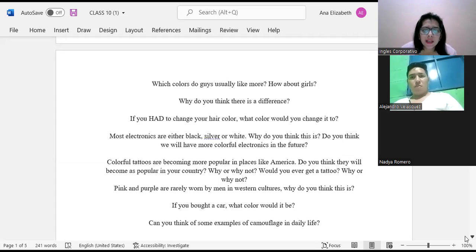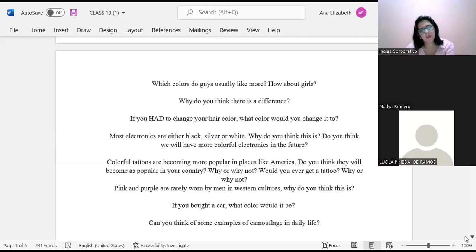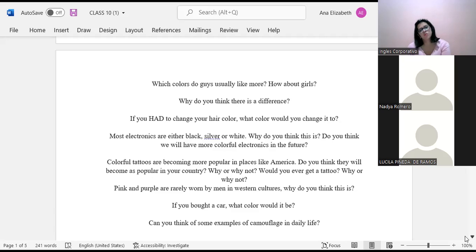Which colors do guys usually like more? Color blue, black, and that. I think for girls, most of them use color pink. I don't know, purple, yellow. I think that in the case of the women, we can use different colors, but boys don't like to look good. They just wear clothes with a similar color, dark, black, if they can, all day. Excellent. ¿Alguien más?